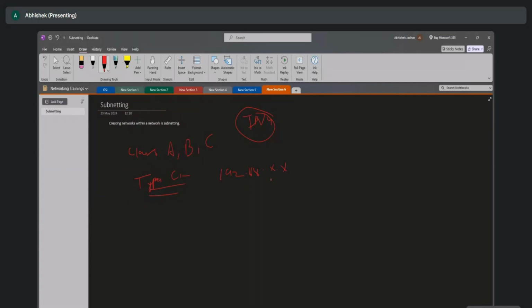192.168.x.x. So any IP address that has 192 and 168 in the initial two decimals is a type C IP address. And its subnet mask is annotated within the network as 255.255.255.0. So what does this indicate? This decimal is occupied by the network, this decimal also is occupied by the network, this decimal is occupied by the network. What is remaining? Only one host octet is remaining for us to play around with to create IP addresses.